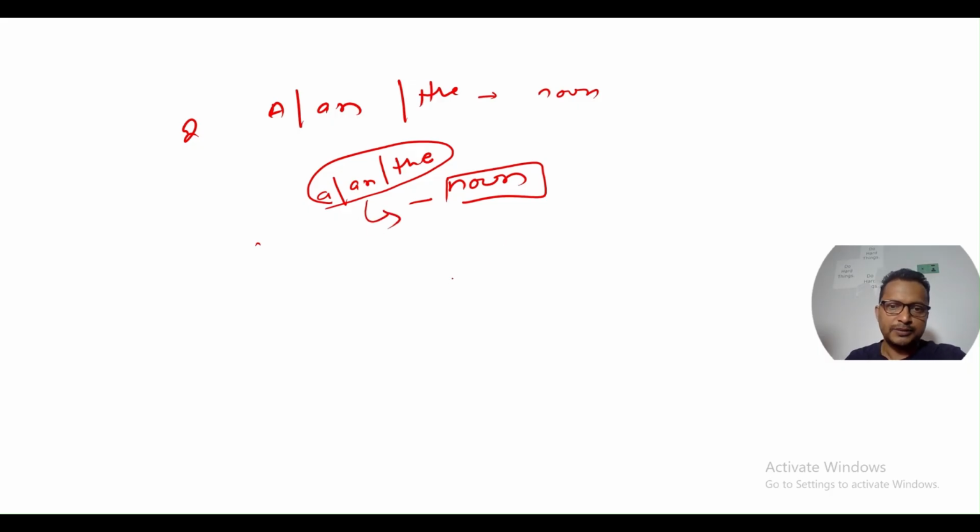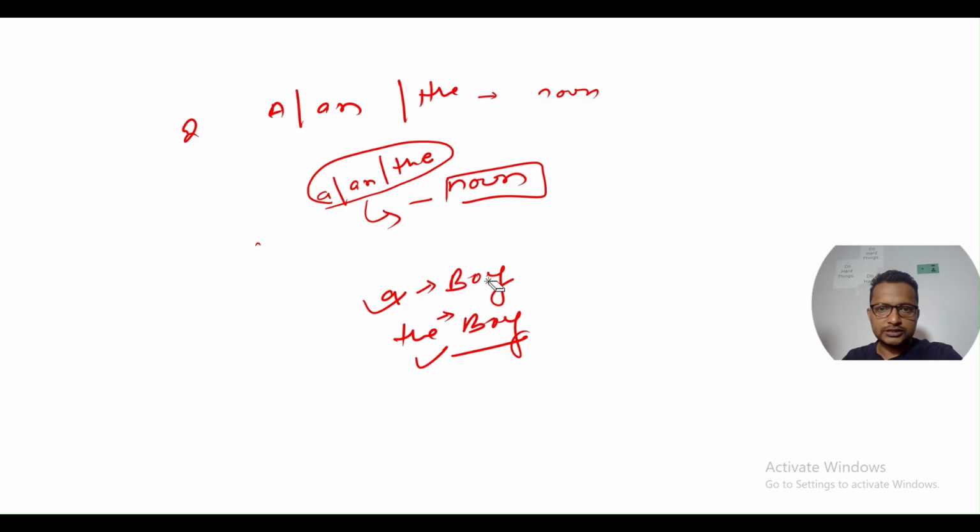For example, if I write boy, it could be a boy also, the boy also, right? Depending upon the context, you need to put whether it is a boy or the boy. So this is exactly what we are going to learn. So let's go to the fundamentals.